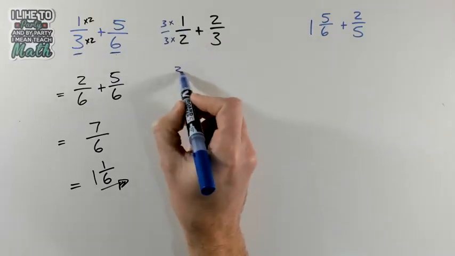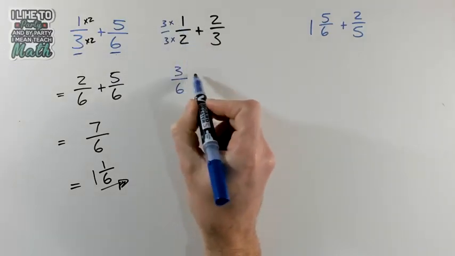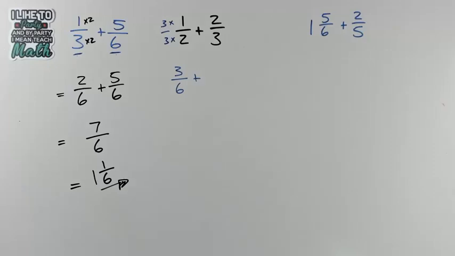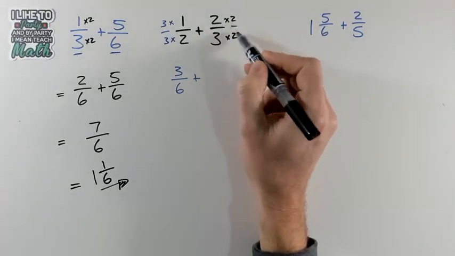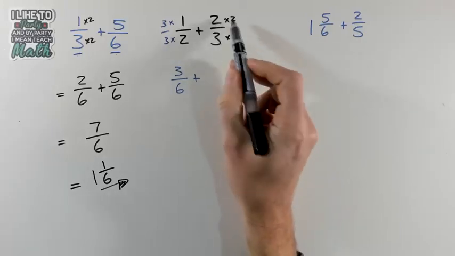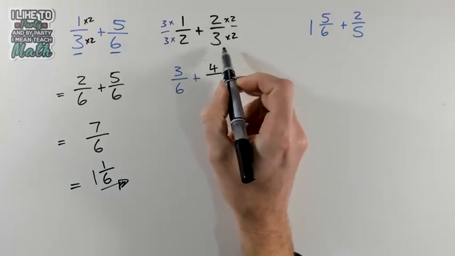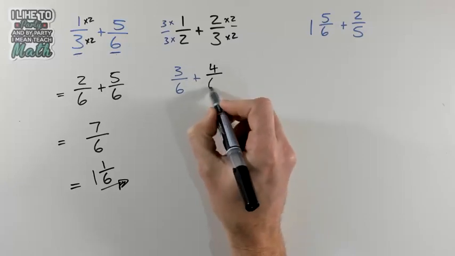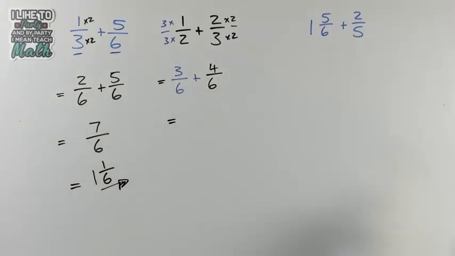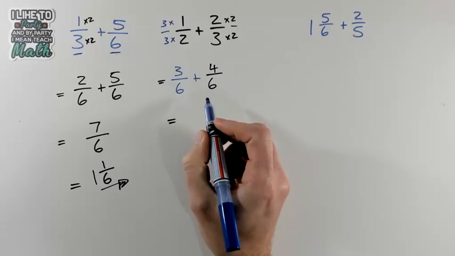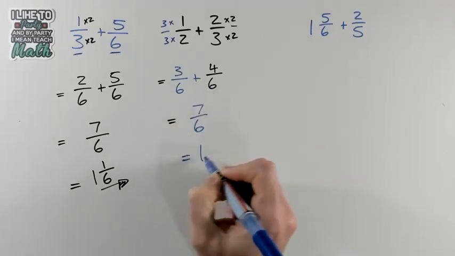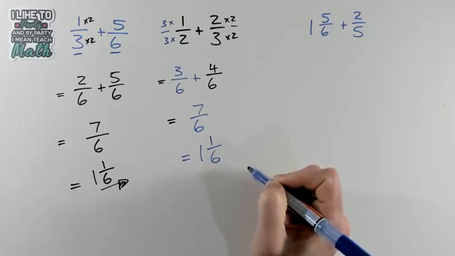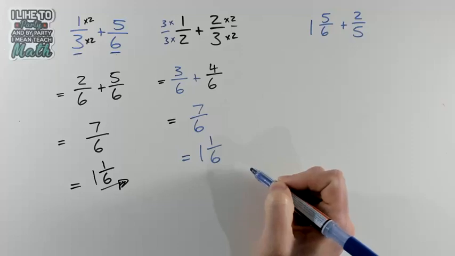So 3 times 1 is going to be 3, and 3 times 2 is going to be 6. And this side we have to multiply by 2, top and bottom. So definitely multiplying by the same number, top and bottom, because that's just multiplying by a 1. So 2 times 2 is 4. And 3 times 2 is 6. And here we have 3 plus 4 is 7 over 6 again, which is 1 and 1 over 6. Okay. Interesting how that worked out to be the same answer.